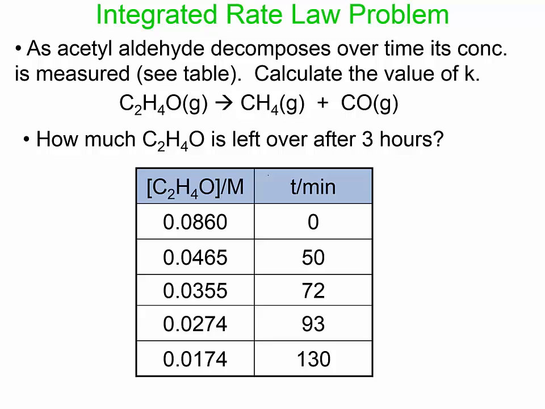This problem doesn't really tell us what order it is. It asks how much reactant is left over after 3 hours, and our graph here doesn't go to 3 hours. It goes to 130 minutes, which is 2 hours and 10 minutes. So 3 hours is completely off this chart. But if we know what order it is, we'll know what integrated rate law to use.